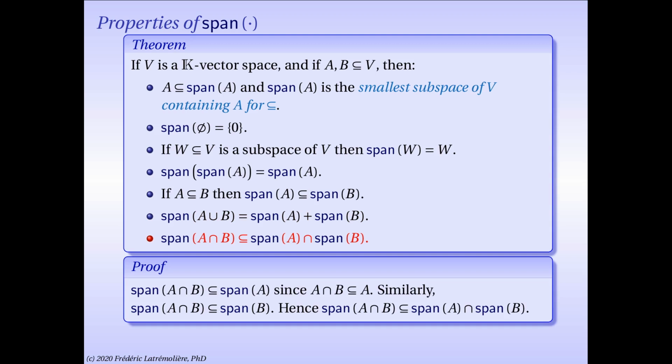Now, let's look at inclusion to conclude this theorem. So, since A intersect B is a subset of A, the span of A intersect B must be a subset of the span of A, and that is by monotonicity of the operator, that is property 5 here. The same applies, of course, if we switch the role of A and B. Therefore, the span of A intersect B is also a subset of the span of B. It is therefore a subset of the intersection of the span of A and the span of B.